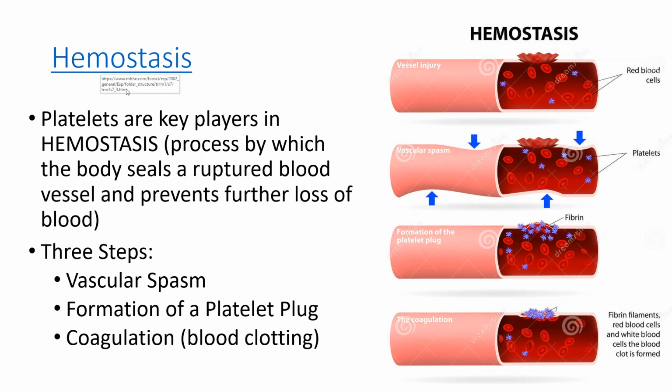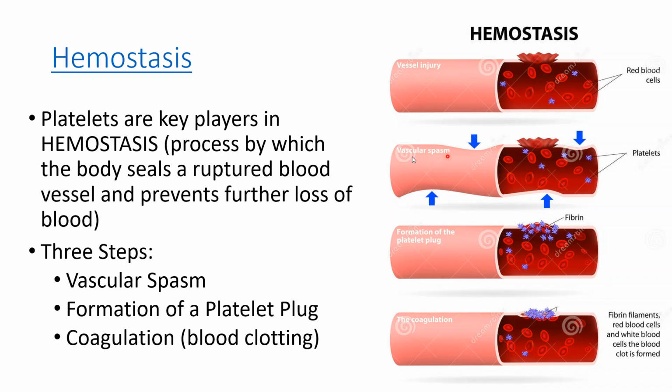I'll have you take a look at that process here in just a second. But platelets are these key players in hemostasis. This is, by definition, a process by which the body seals a ruptured blood vessel and prevents further loss of blood. So you see here, you've got a ruptured blood vessel. Blood cells can exit that blood vessel through that opening now.